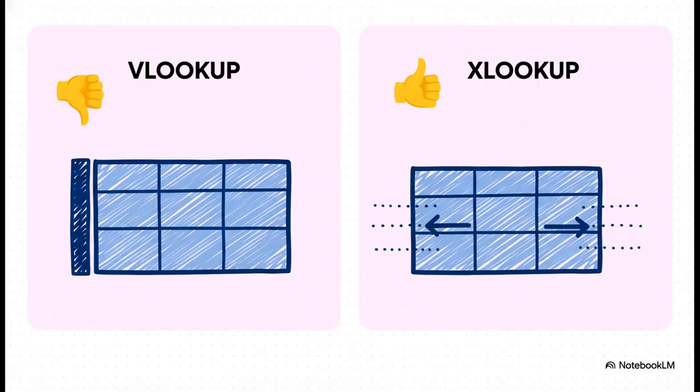For years, VLOOKUP was the go-to, but man, it had some serious problems. Its successor, XLOOKUP, is a massive improvement. As you can see, it can look left or right. It doesn't break when you add a new column, and this is a big one, it's safer because it defaults to an exact match. It really is the modern tool for the modern spreadsheet architect.